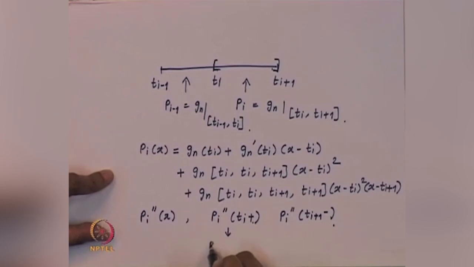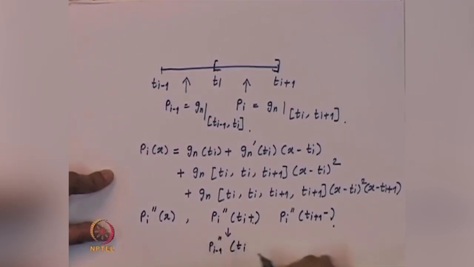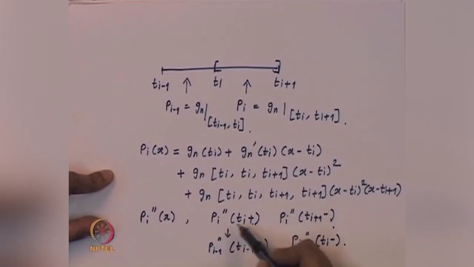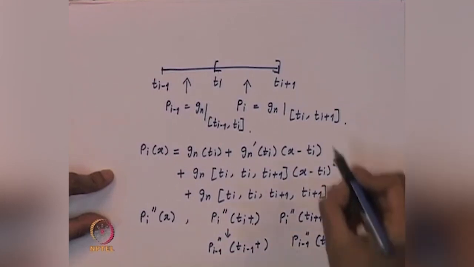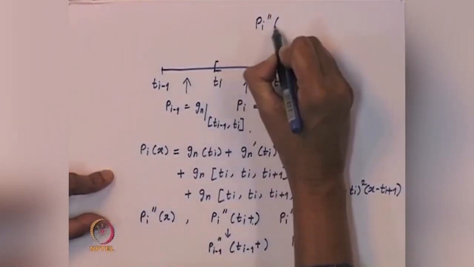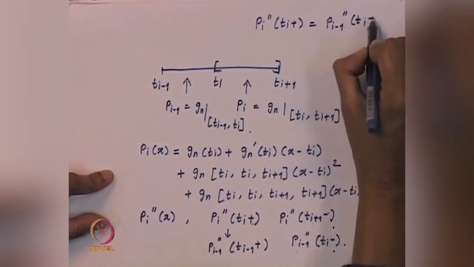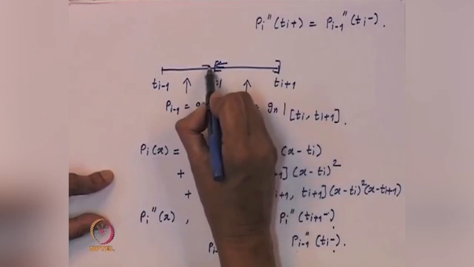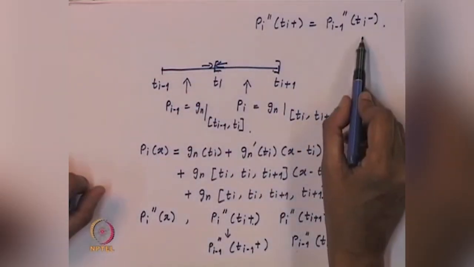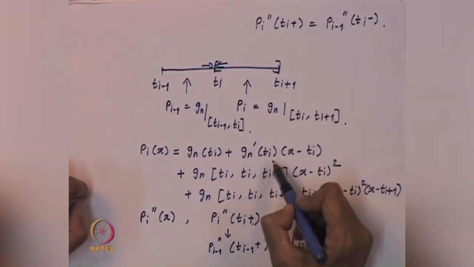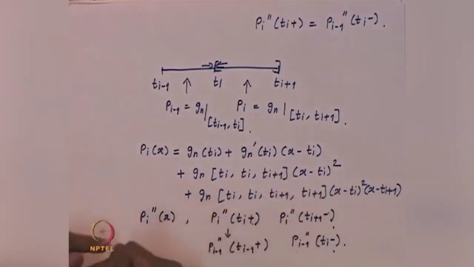Then from here we write p_{i-1}'' at t_{i-1} plus and p_{i-1}'' at t_i minus. So, once we obtain the formulae for this, you have to just shift, replace i by i minus 1 in order to get this expression. Now, this continuity of second derivative comes into picture. What we want is, we want p_i'' at t_i plus equal to p_{i-1}'' of t_i minus. The value of the second derivative from the right and value of the second derivative from the left. We equate these two and that is going to give us a relation which the derivatives should satisfy.